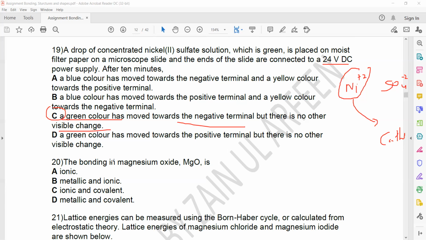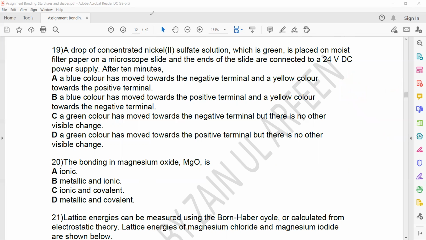And the last one, the bonding in magnesium oxide. In magnesium oxide, there is a magnesium ion and an oxide ion. Whenever ions are there, which type of bonding do they have? They have ionic bonding. So A is the right answer for this question.